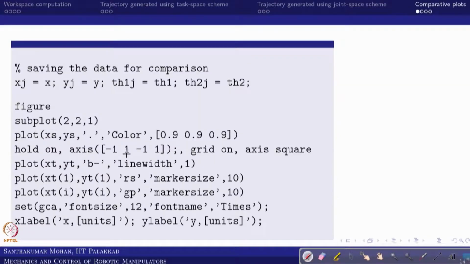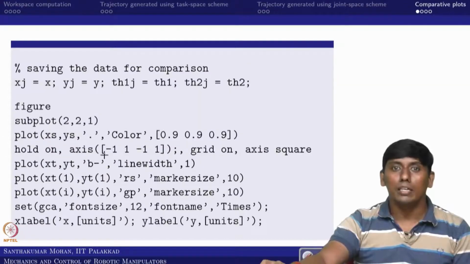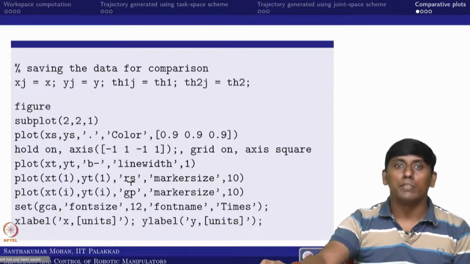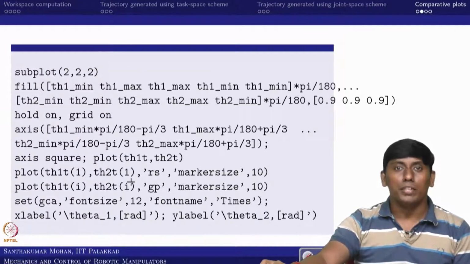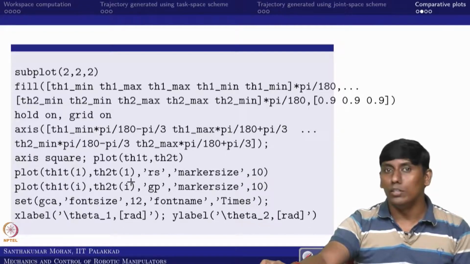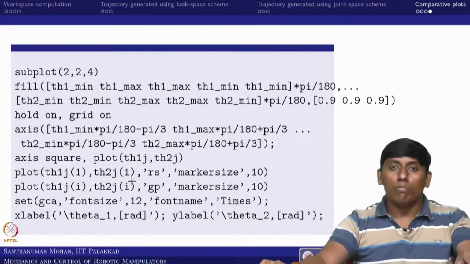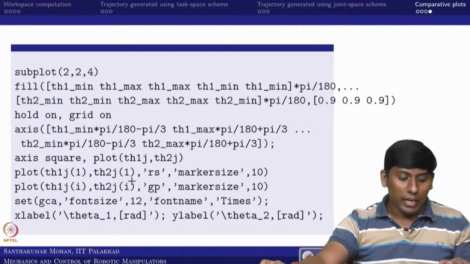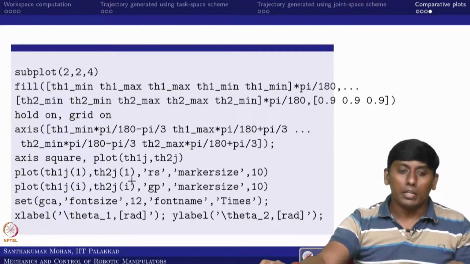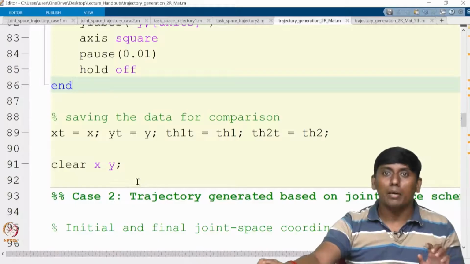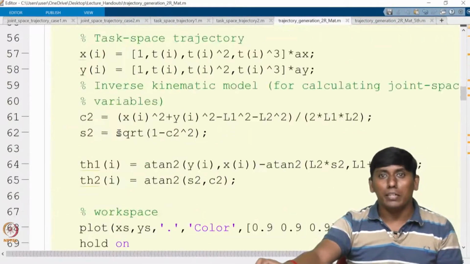Then we can again plot the workspace and show the individual animations. Finally, we will end with a comparative plot where you can see how both trajectories look, one in joint space and the other in task space. For that we are plotting the individual cases, and then we are ending it. For getting more clarity, I already said it is a short video, so we will go to MATLAB, and if anything needs explaining we will explain it then and there.